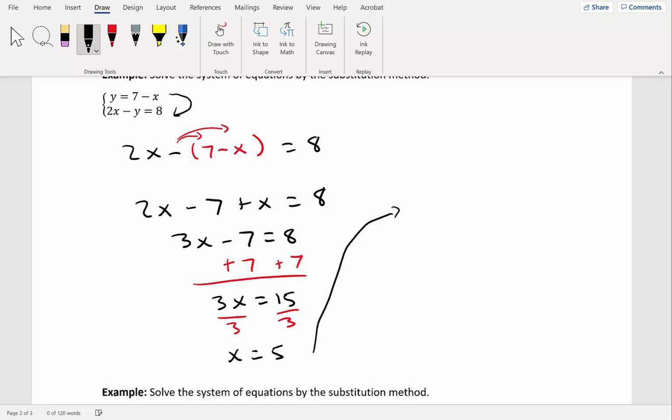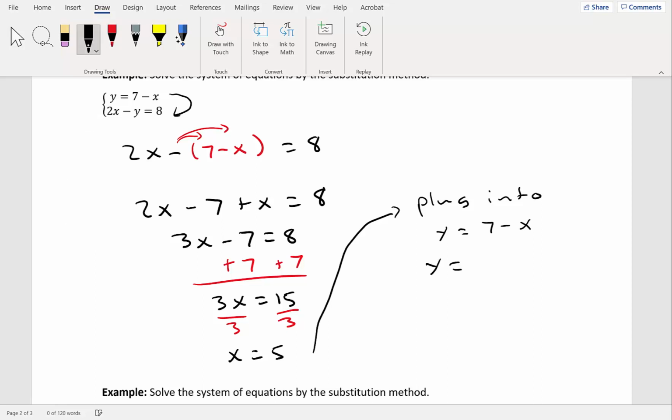So let's go ahead and take our x value and let's plug it into that first equation, the y equals 7 minus x. You could plug it into the second equation as well, but then there's a little bit more work to solve for y. So it's a little bit easier if we just plug it into that first equation.